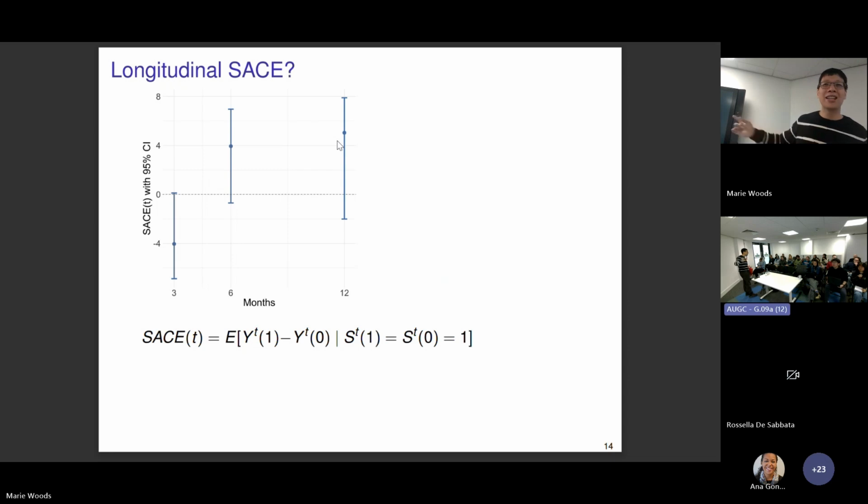Now, we had this problem, but there is a second problem: what if we have longitudinal data? The naive extension that you might think of is, since I know how to do this at 12 months, I can repeat the same thing for 6 months. I just change my Y from being defined at 12 months to being defined at 6 months. I can repeat my analysis and get my estimate. I can also repeat the same thing for 3 months and get another estimate.